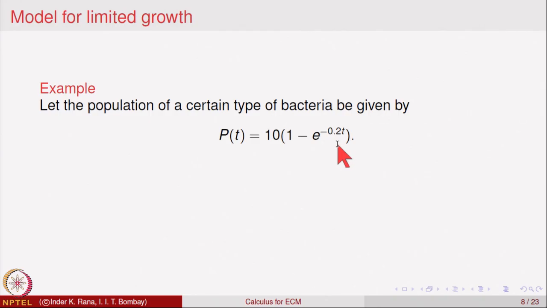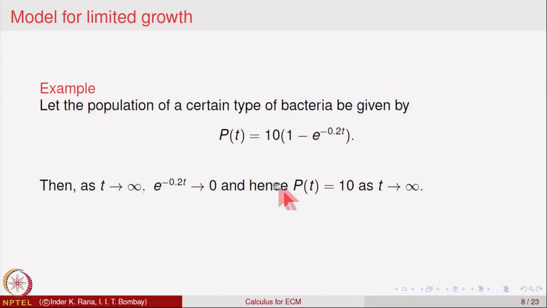Essentially, you can feel heuristically that this power becomes 0. So, this is going to become 10. One says as t goes to infinity, e raised to power minus 0.2 t goes to 0, and hence P of t, the population, stabilizes or eventually will reach 10 as t goes to infinity. So, here the population has a limited growth. It stabilizes eventually to 10, okay.